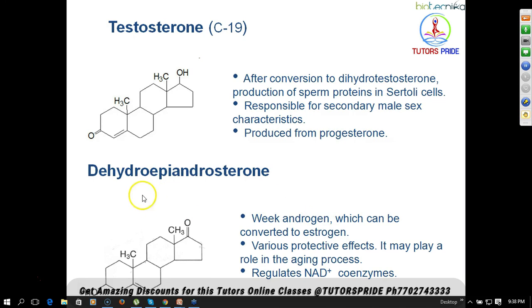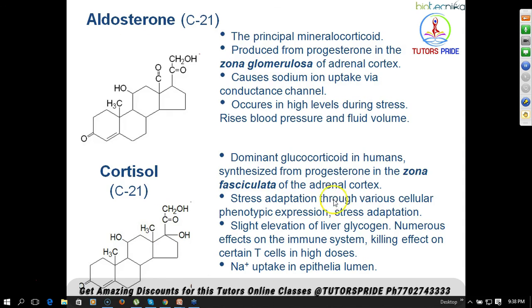One compound is there, that is dehydroepiandrosterone. What is that? Dehydroepiandrosterone is a weak androgen which can be converted to estrogen, and it has various protective effects, and it plays a role in the aging process. If dehydroepiandrosterone is reduced, then you will be having early aging. So when you have more age, the dehydroepiandrosterone level will be less, and it is regulating mainly your NAD plus coenzymes. So this is the main function of dehydroepiandrosterone.